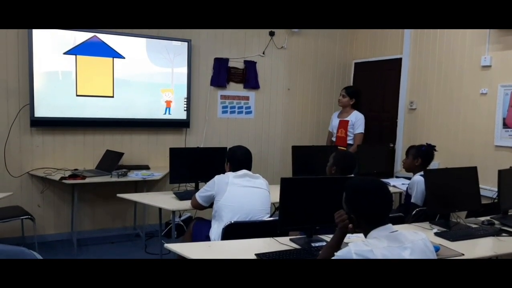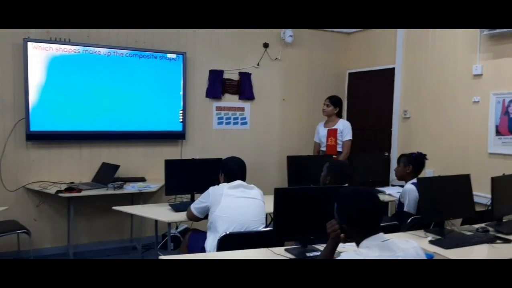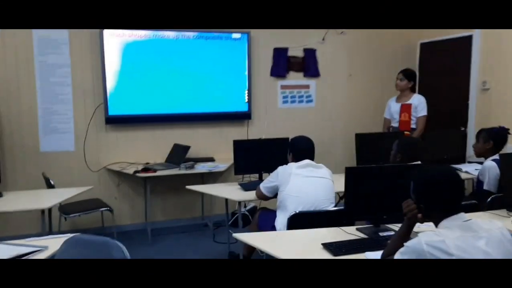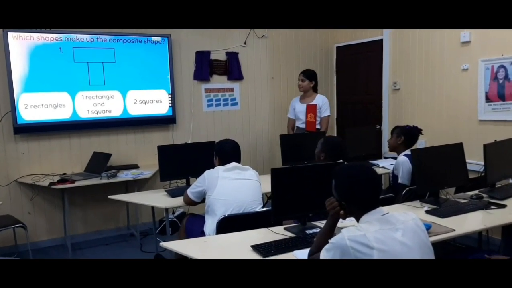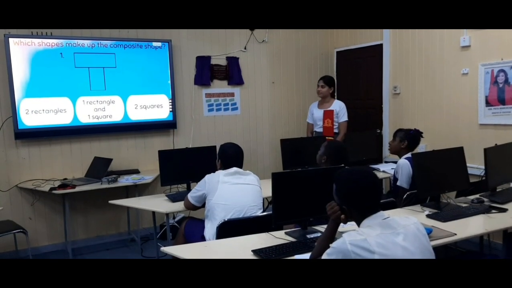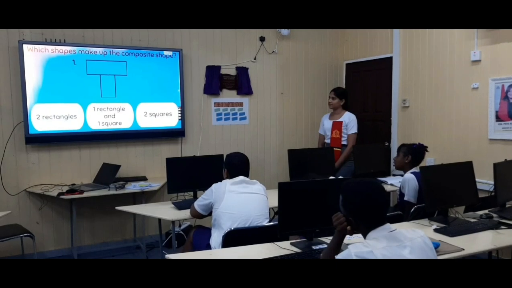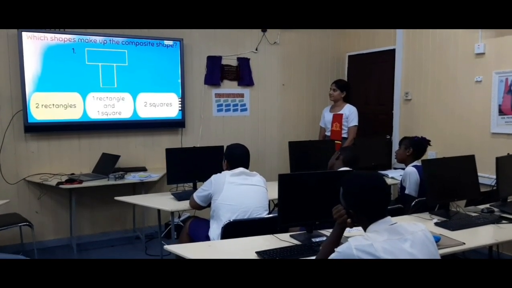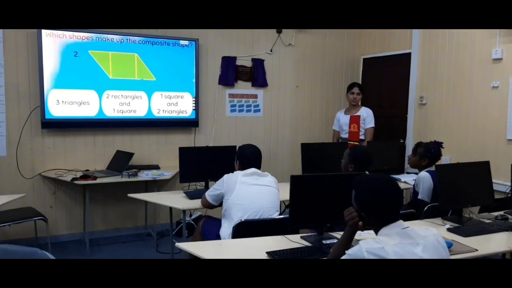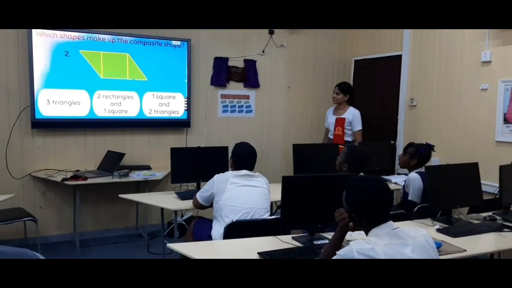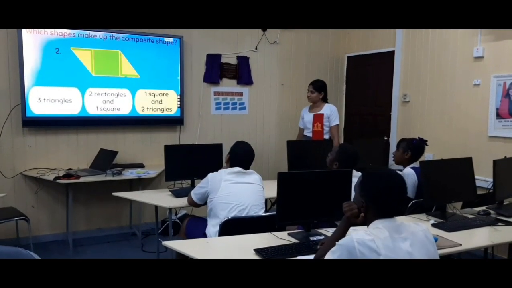Interesting, isn't it? Time for a challenge. Let's see if you can identify the basic shapes that make up these composite shapes. Can you guess what this shape is made out of? If you look closely, this shape is made out of 2 rectangles. How about this next shape? What do you guys think? This shape is made up of one square and two triangles.